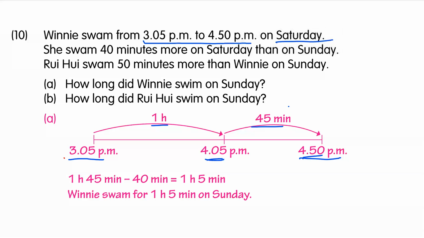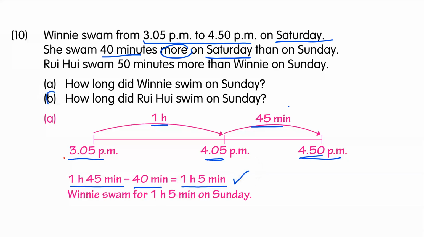On Sunday, she swam 40 minutes less than on Saturday. So on Sunday, she took a shorter time to swim. Right? She spent less time to swim. So Saturday's time minus the difference is the time she spent on Sunday.